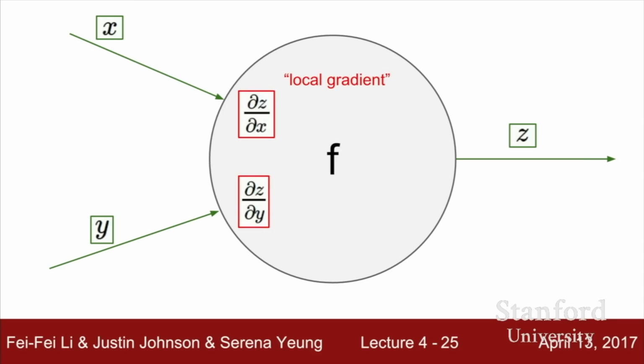And at this node, we also know the local gradient. We can compute the gradient of z with respect to x and the gradient of z with respect to y. And these are usually really simple operations. Each node is going to be something like the addition or the multiplication that we had in that earlier example, where we can just write down the gradient and we don't have to go through very complex calculus in order to find this.